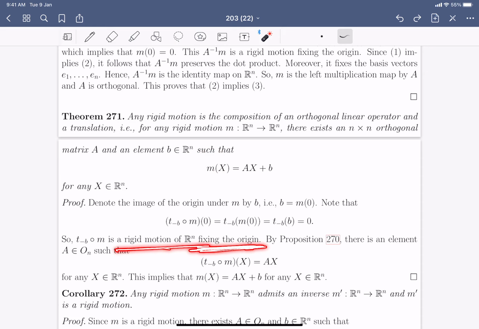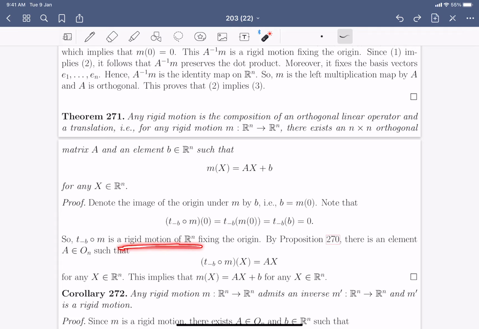So how to do that? You first look at the image of the origin under the rigid motion M that you started with. Let's denote the image of the origin under M by b. Now if you look at the composition of these two rigid motions, M and the translation by minus b, you can show that it fixes the origin, and of course, being the composition of two rigid motions, it has to be a rigid motion.